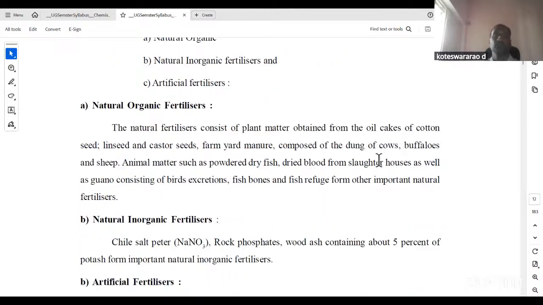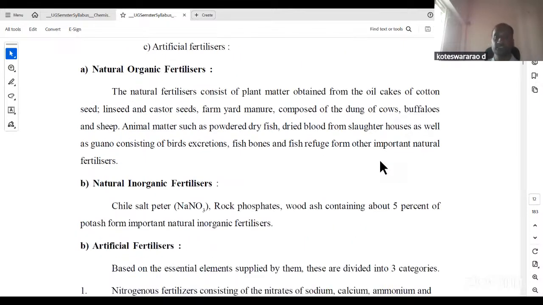Next, natural inorganic fertilizers. These natural inorganic fertilizers are generally taken from the mines. Chile saltpeter, rock phosphate, wood ash containing about 5% of potash form the important natural inorganic fertilizers. Most of the natural inorganic fertilizers are collected from the mines and some from wood waste.